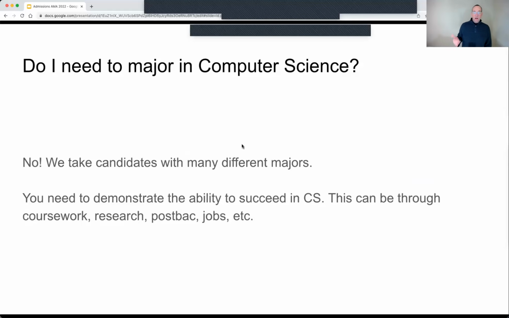So if your undergraduate degree is in English literature, it's hard to tell from that whether or not you're going to succeed in computer science. So there are other ways to demonstrate it. Maybe you've done coursework, it wasn't part of the major, but you did coursework in computer science. Maybe you did research, maybe you did a post-bac, maybe you got a job. There are other ways to demonstrate the success. So you do not need to major in CS to do a PhD in CS. And the same thing is true of EC. You don't need to major in EC to do a PhD in EC.